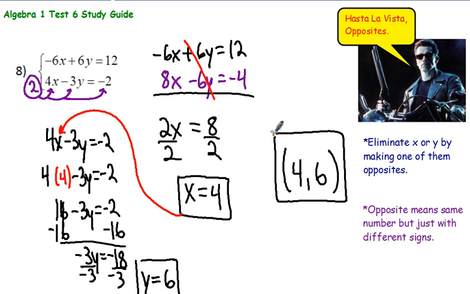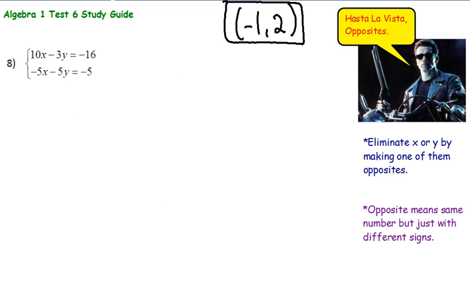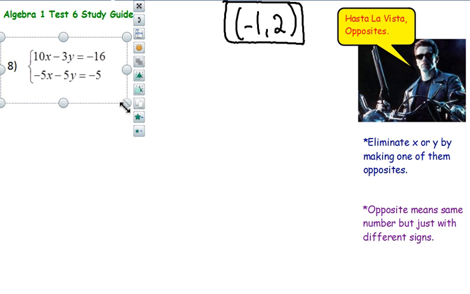Try number 8 in the middle, and then see what you come up with. All right, so let's check number 8 in the middle, see what you got there. Should have got negative 1 for your x, positive 2 for your y. If you got that, great. If you didn't get that, then let's take a look. But if you did get it, go ahead and pause now. Try number 8 on the right side. If you did not, let's see what happened.